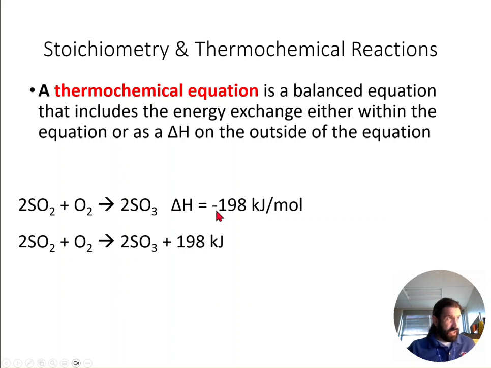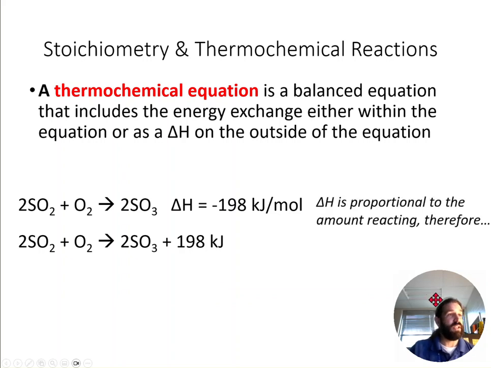Notice the delta H value is negative 198 kilojoules per mole. If delta H is negative, that makes it exothermic, which means heat is a product. So you can see it two ways: one with just the equation and the delta H, or delta H embedded in the equation. If it's endothermic, it would be a reactant.